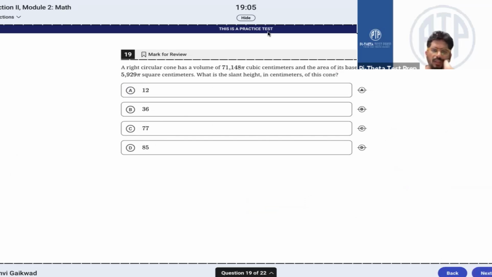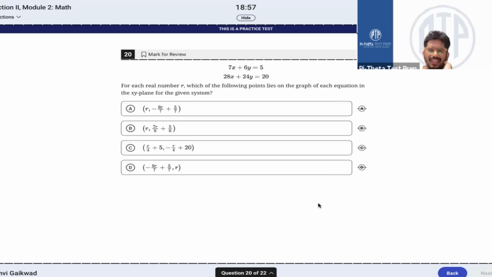Okay, this question we can do in the round 2. Geometry questions we can try doing in the round 2. A lot of things we have to figure out in this part, right? Okay, now again this question is very good.